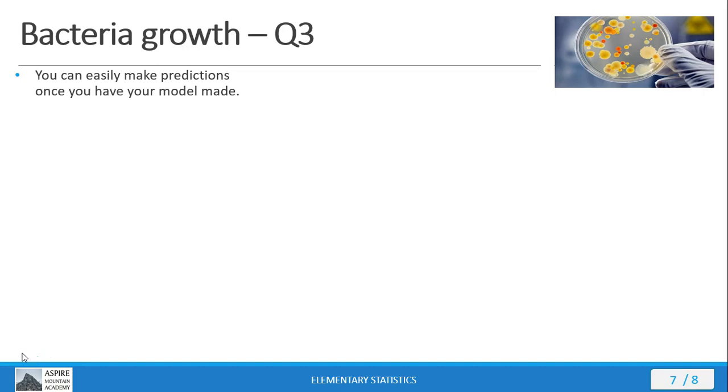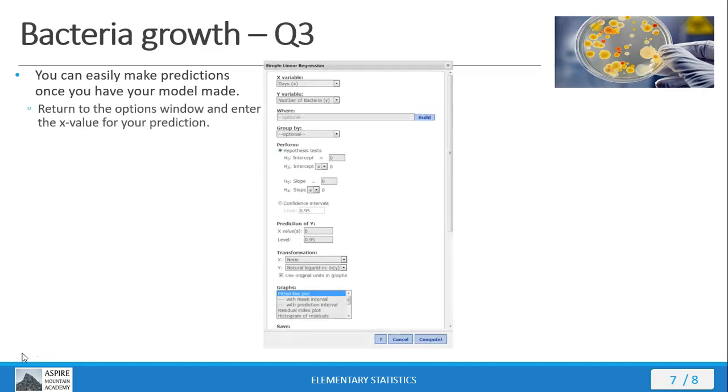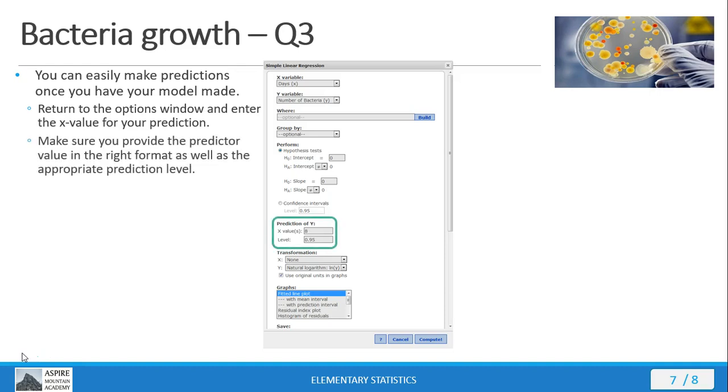Now we can easily make a prediction once we have the model made. So go back to the options window there in StatCrunch, and we can enter an X value for a prediction. Notice the prediction value here, towards the center of the graphic, and make sure that you provide a predictor value in the right format as well as the appropriate prediction level. So it wanted a 5% significance level, so that's the same thing as a 95% prediction level.